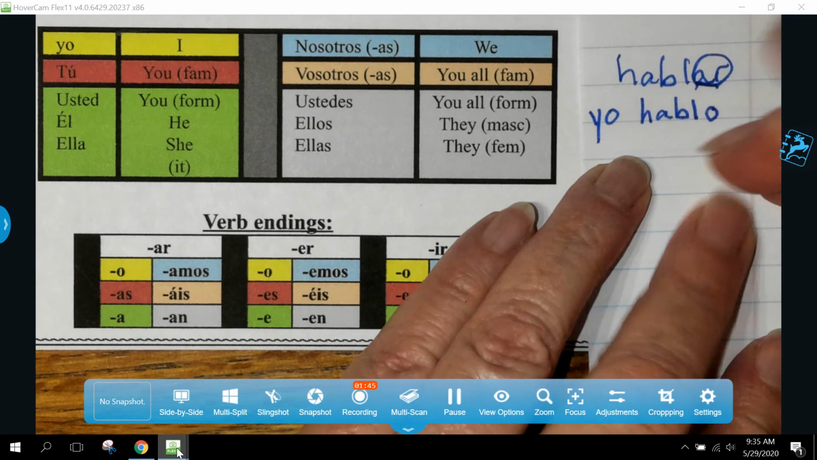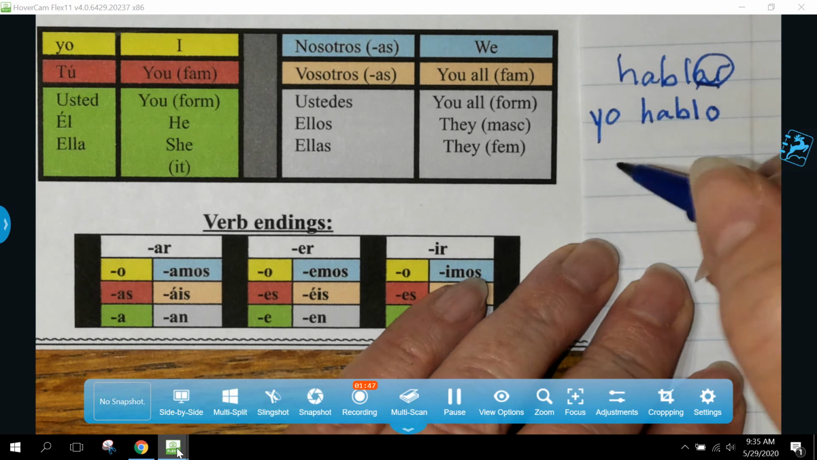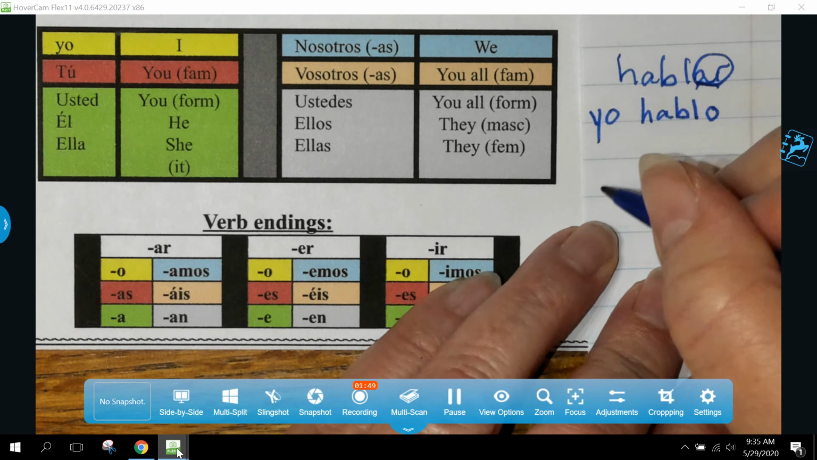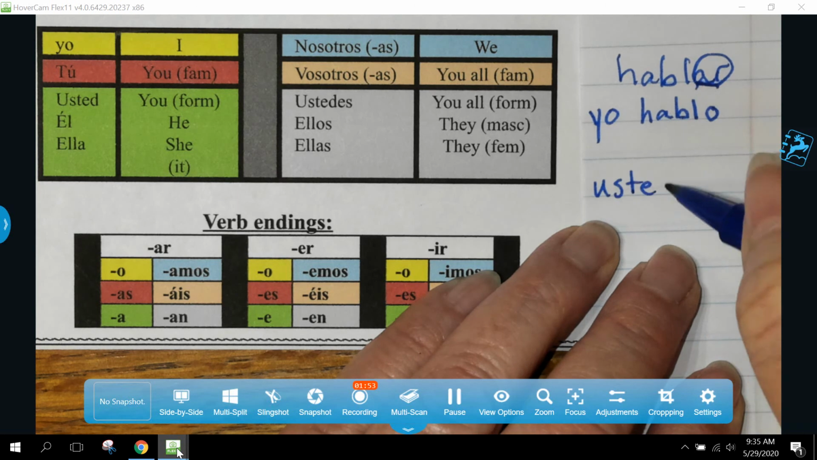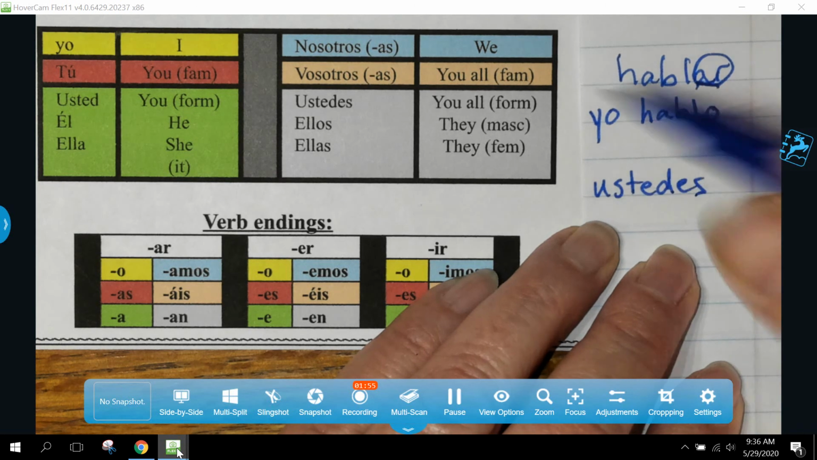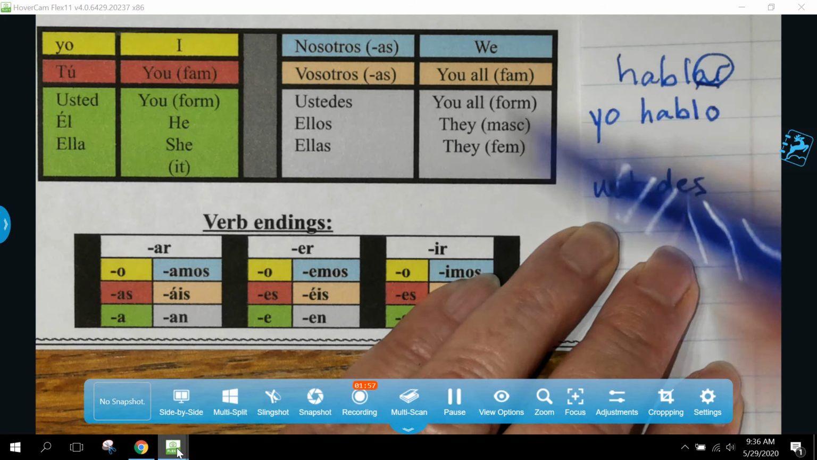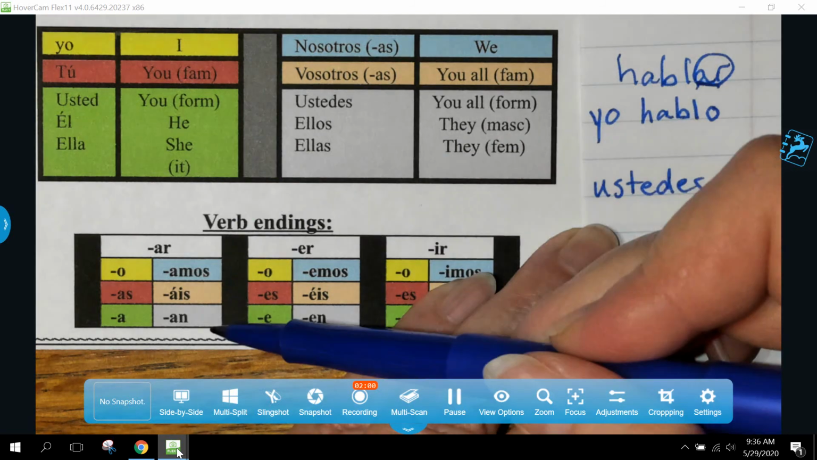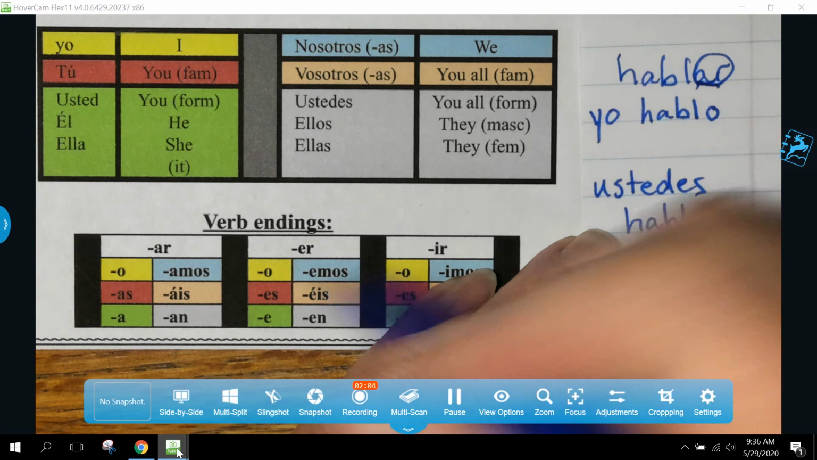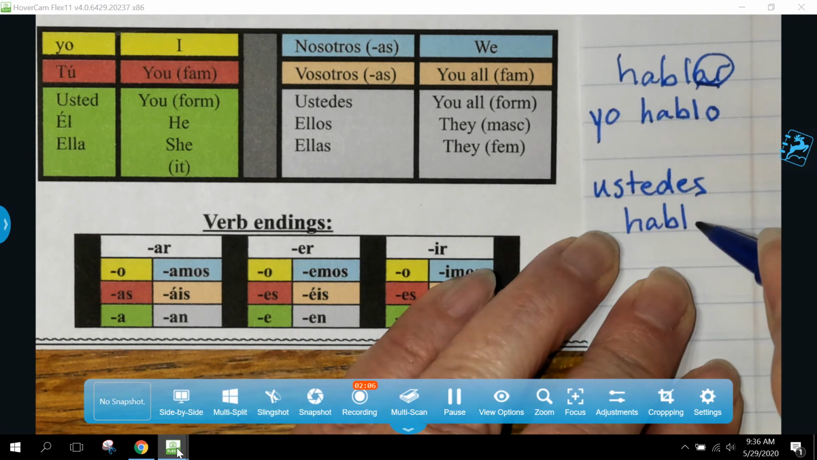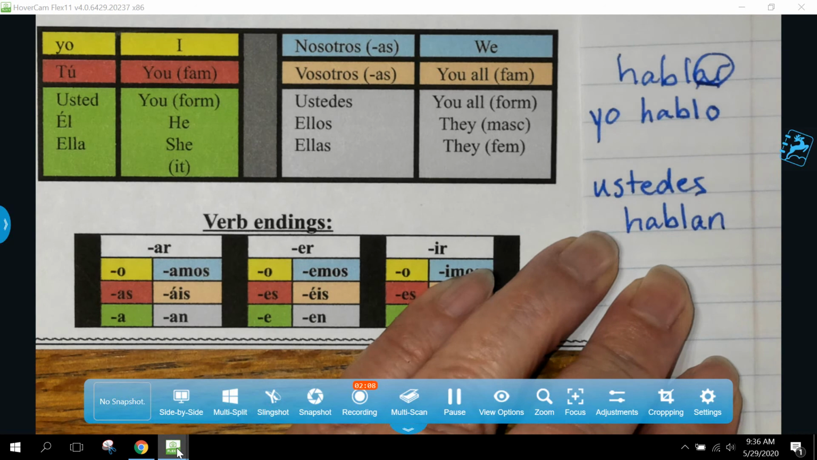Let's say instead I wanted to say ustedes. Ustedes is in the purple part, so we go to the purple part of the chart, taking off the AR, again, minus AR at the top, and I add AN.